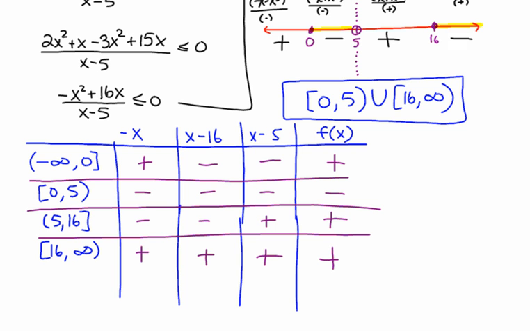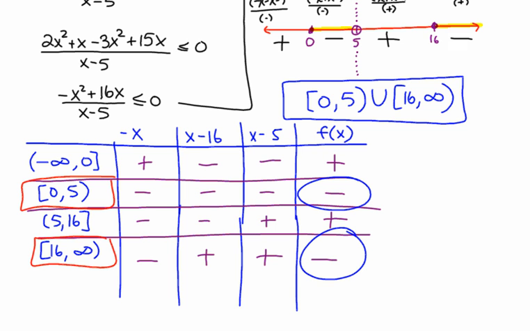Ooh, what did I do wrong? This guy was a negative here because we had negative 17. So there we go, a negative. So that would work still, and we want when it's a negative value. So our solutions were the union of 0 to 5, 16 to infinity. And then just be careful of the open closed.